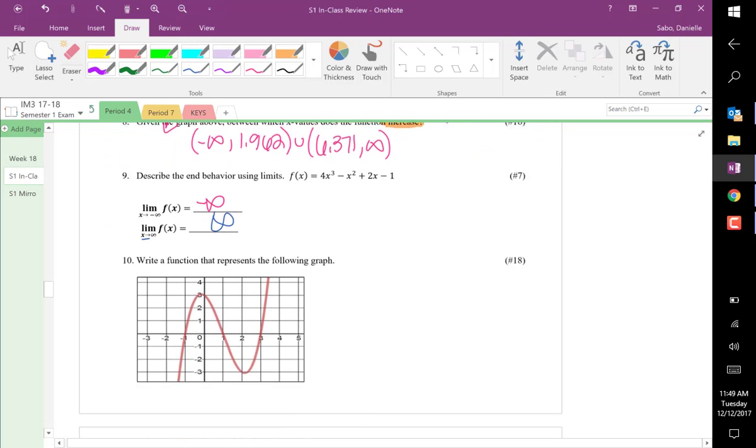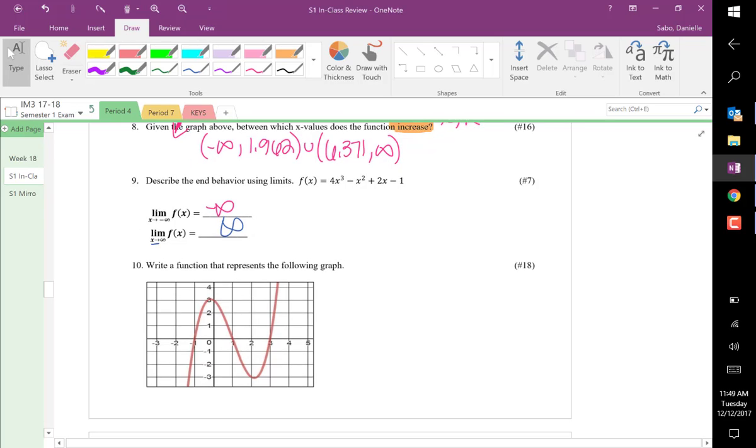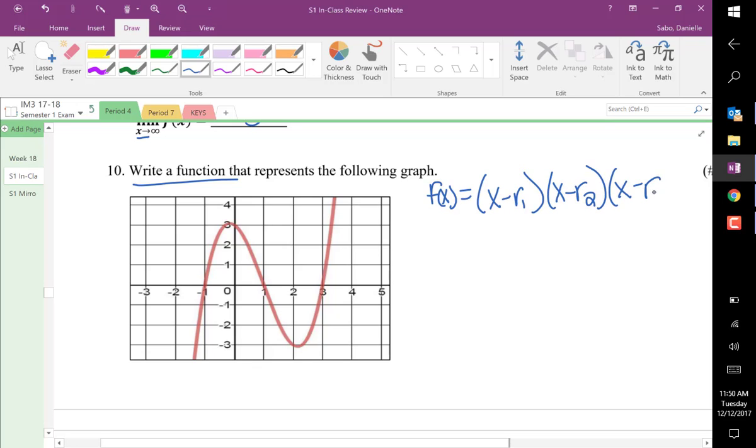Oop, we do have one more, never mind. This one you're going to have to know how to do a couple times. We did this already in the last chapter. Whenever you're trying to write a function and you're only given a graph, the only way to do that is to use that intercept form, which you guys are starting to get a little bit better at. X minus one of your roots, X minus another one, and X minus another one, because we have 3 in the situation.